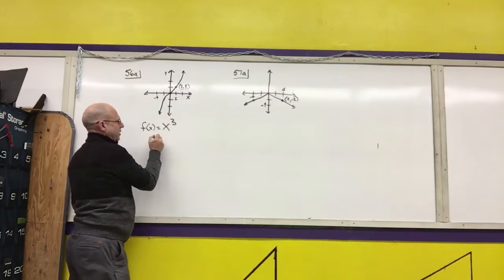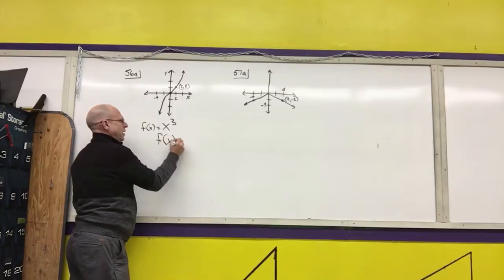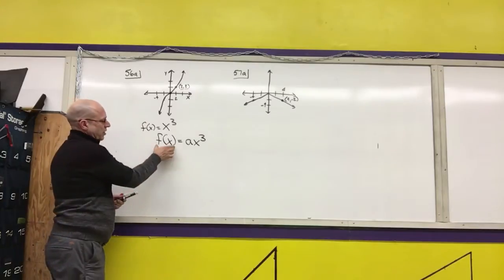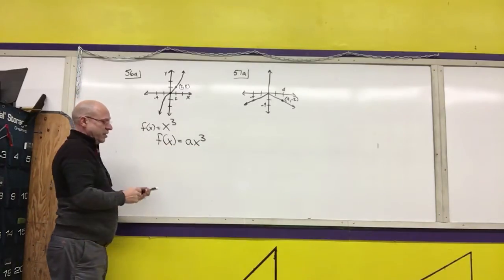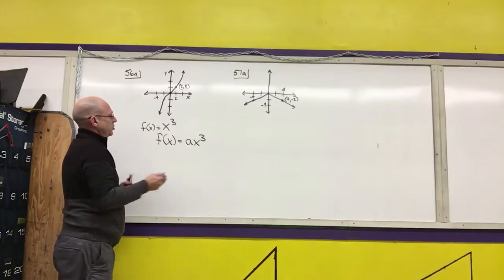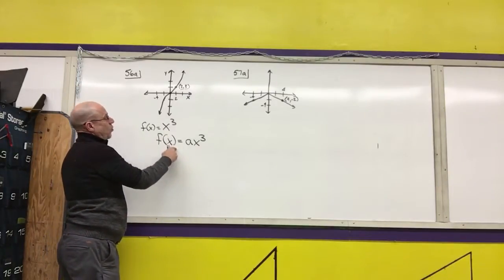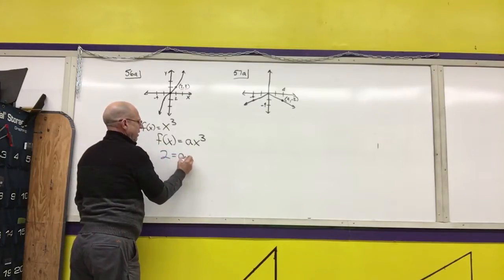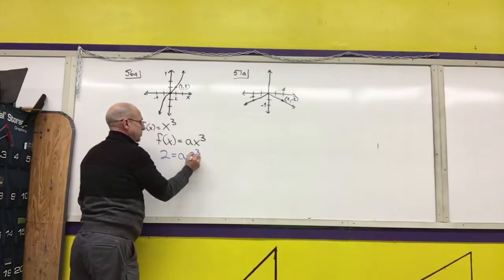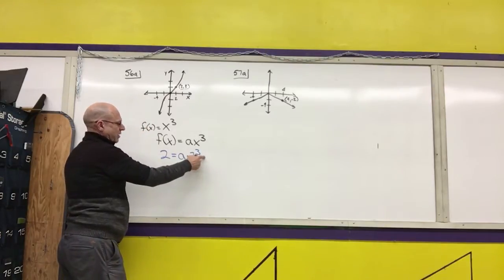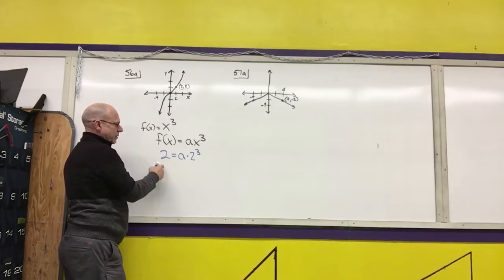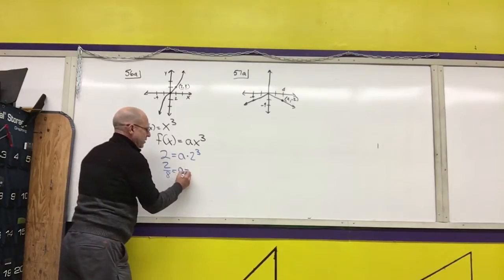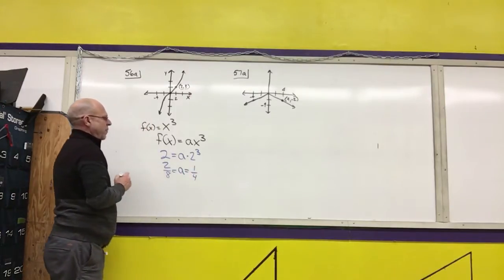So I'm going to rewrite this as f of x equals a x cubed. I'm going to substitute numbers in on this side, then substitute the 2 in there, and solve for a, and that's going to give me my function. Well, f of x, another name for that is y, and my y value is 2. So 2 equals a times 2 cubed. Well, 2 cubed is 8. Divide both sides by 8. So that gives me 2 over 8 equals a. 2 over 8 is 1/4. And now I have my a.